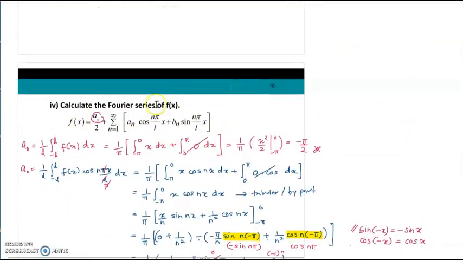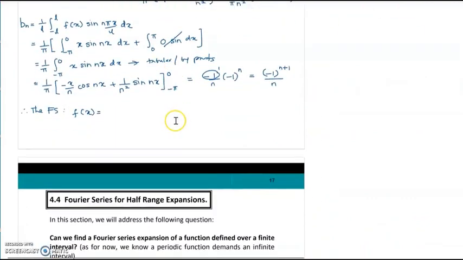So this is the whole thing here. So we put back the a naught, an, and bn. Okay, so the first one is a naught over 2. Our a naught just now is negative pi over 2. So we have negative pi over 2 over 2. So we have negative pi over 4.